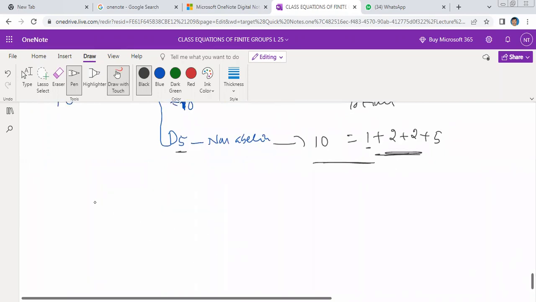Now time is 25. Suppose I want to calculate the classification of S3.